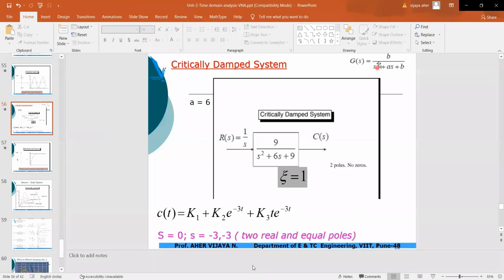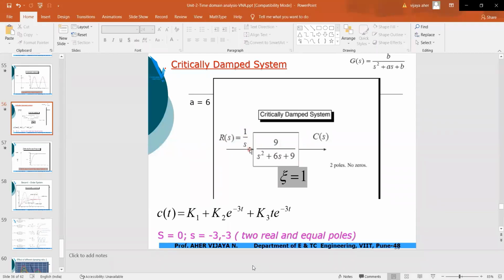Standard equation is b divided by s square plus as plus b. Now, critically damped system is zeta is equal to 1. Now, this is our system. Here a is equal to 6, and this is b. So, draw the diagram for critically damped system when zeta is equal to 1. This is nothing but the transfer function equation for our process. R of s is input, C of s is output. Input is unit step input. That's why R of s is equal to 1 by s.